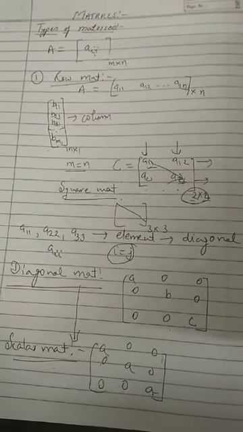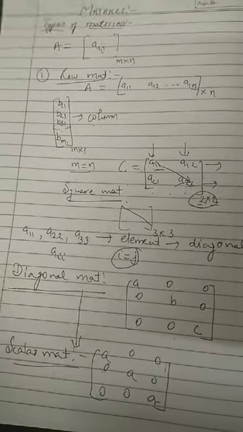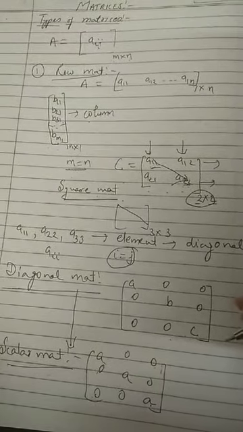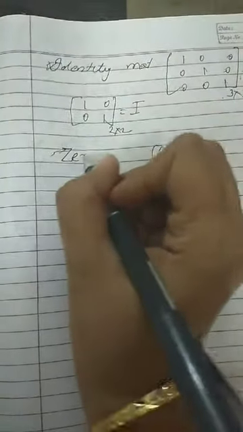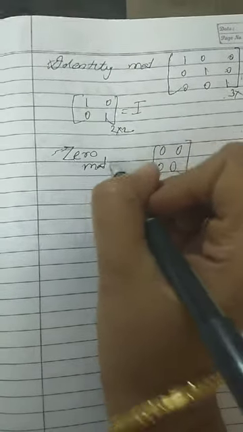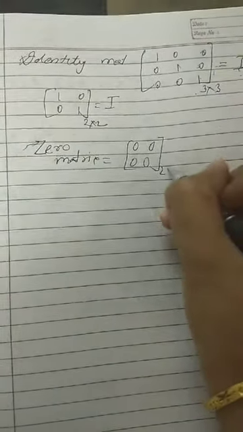Diagonal matrix: on the diagonal we have elements. Scalar matrix: all the diagonal elements are the same, non-diagonal elements are 0. And then identity matrix: on the diagonal we have 1 1 1, non-diagonal elements are 0. And if I have this matrix, this is 0, this is 0 0 and 0, then this will be called a 0 matrix. All the elements are 0, so it is called a 0 matrix.